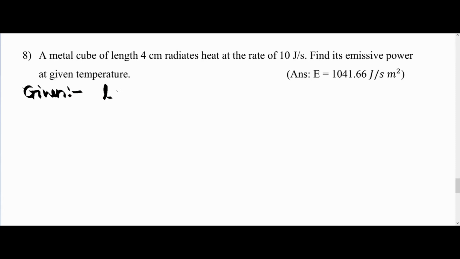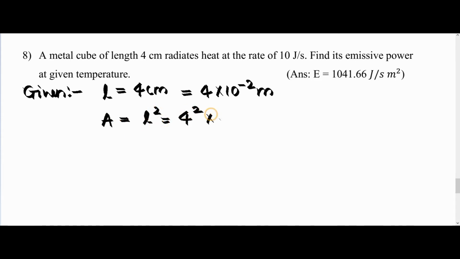We have been given the length of the cube, which is 4 cm. In meters, that is in SI unit, it will become 4 into 10 raised to minus 2 meter. The area of one side of the cube is equal to L square, which is 4 square into 10 raised to minus 4 meter square, which is equal to 16 into 10 raised to minus 4 meter square.